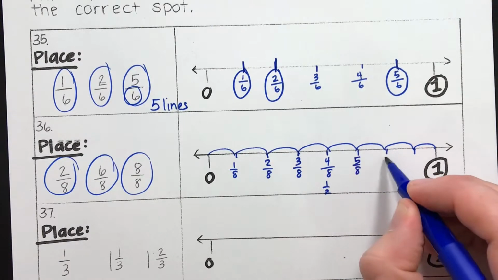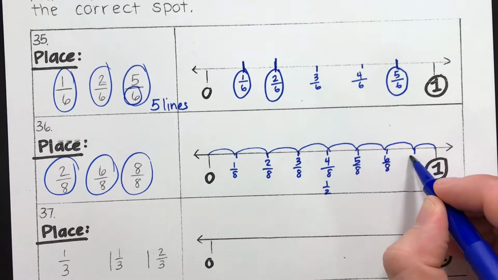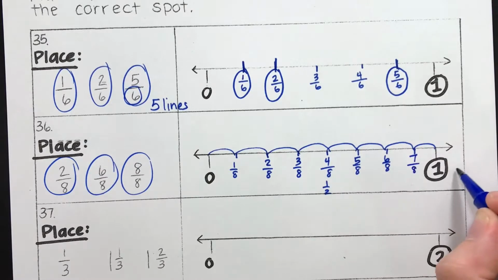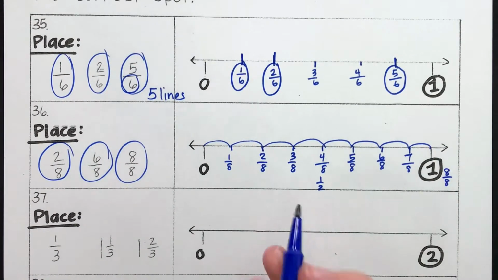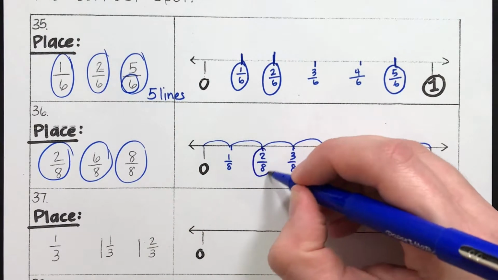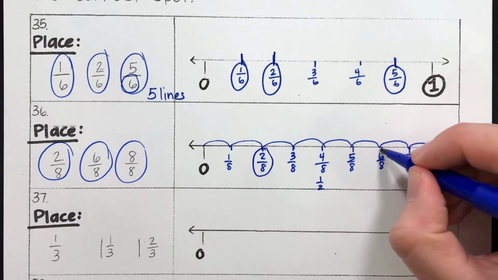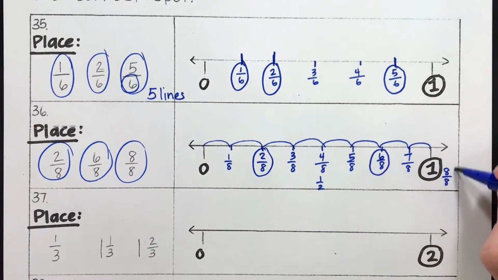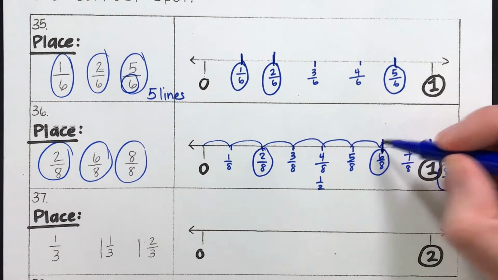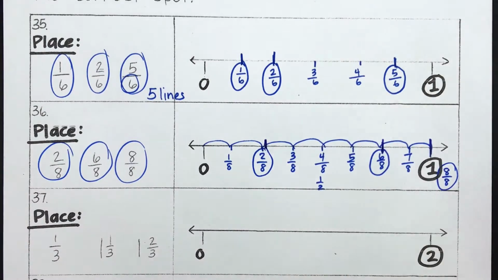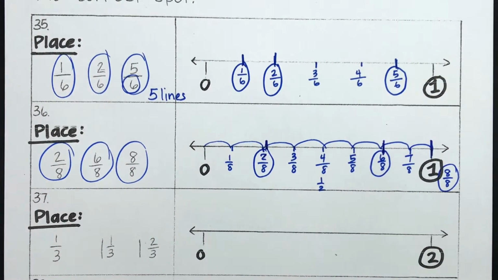5/8, 6/8, 7/8, and then technically 1 would be 8/8, right? All right, so what do we have to place? 2/8, 6/8, and 8/8 right here. So the spots you should have marked are here, here, and here, right about those areas, okay?